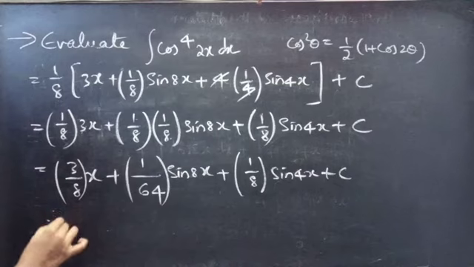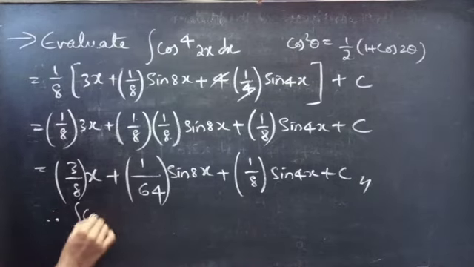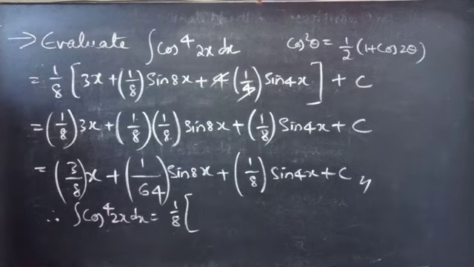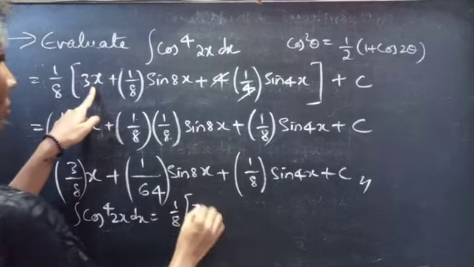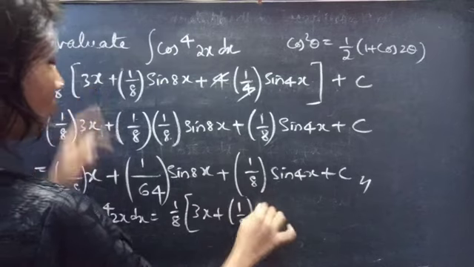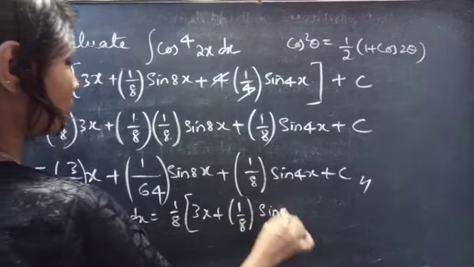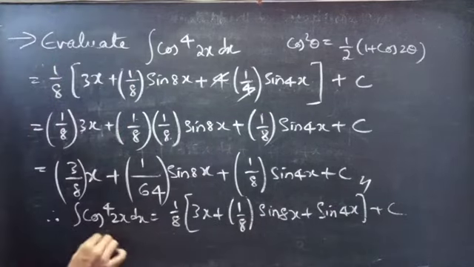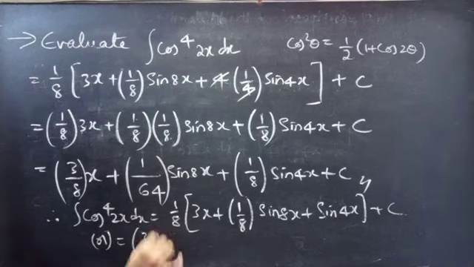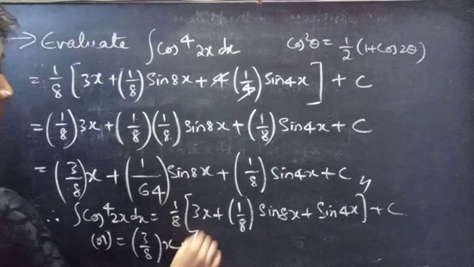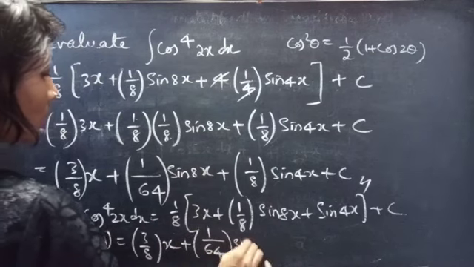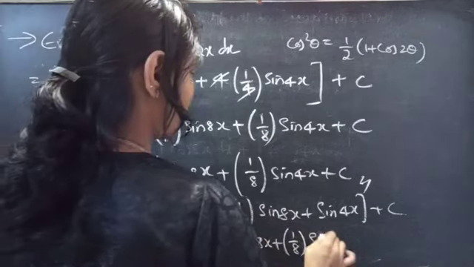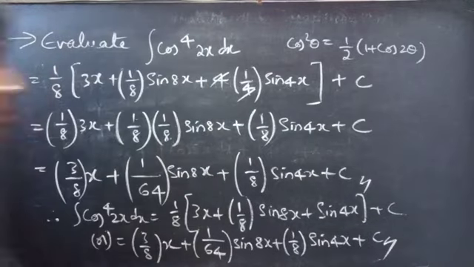Okay, therefore, integral cos power 4 2x dx equals 1 by 8 into 3x plus 1 by 8 sine 8x plus sine 4x plus integral constant c, or equals 3 by 8 into x plus 1 by 64 sine 8x plus 1 by 8 sine 4x plus c.